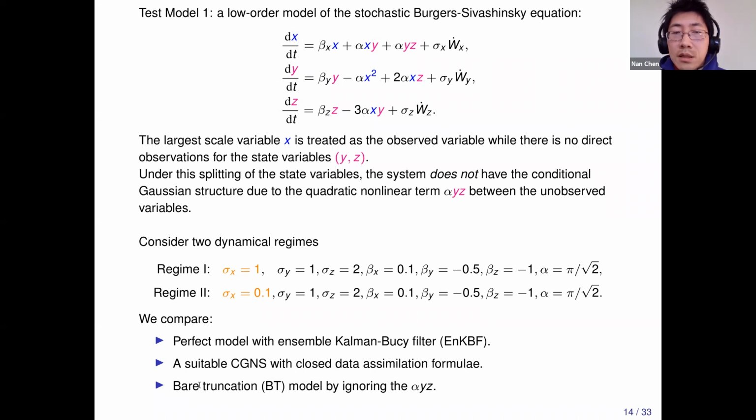And the third method is the worst method. We just ignore this term, right? And you can expect it will not work very well. So first look at regime 1, which is a regime where we have sufficiently large noise.